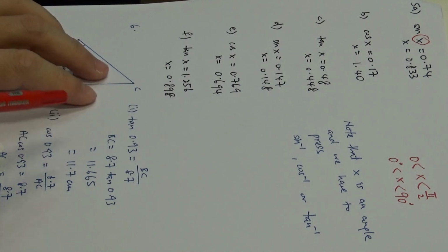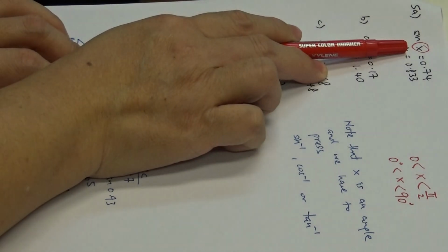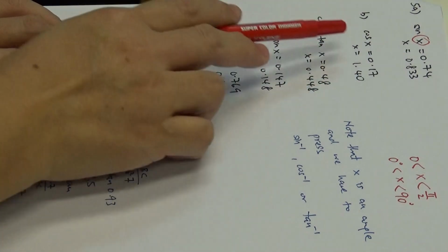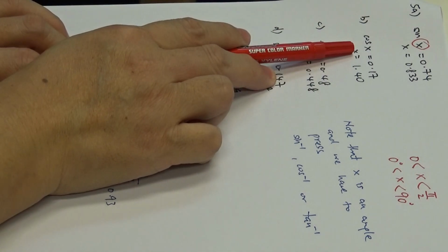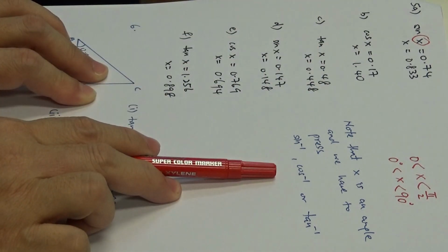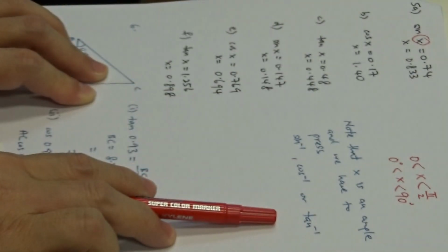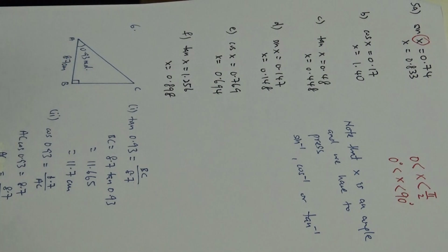Okay, so don't forget, this is an angle, therefore when we want to press the calculator, we got to press sine inverse. This is an angle, and because it's an angle, we got to press cosine inverse or cosine -1. Tangent, so we got to press tangent -1 or tangent inverse to get the angle. Okay, just like when we do it in degree mode.